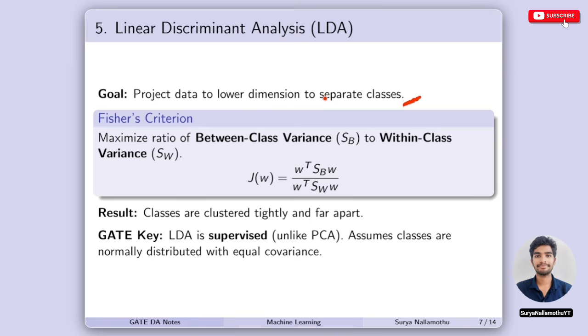You need to understand this point, it is very important. Last year, in 2024, this question appeared. Linear discriminant analysis helps to separate the classes in a lower dimension, right? It is supervised. This is also one important point. It assumes classes are normally distributed with equal covariance.